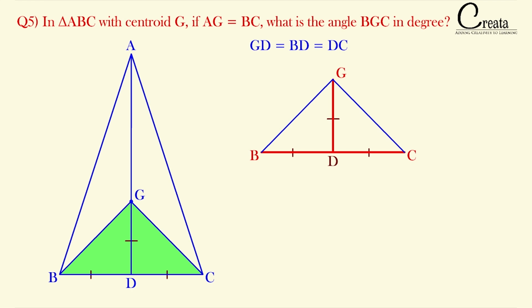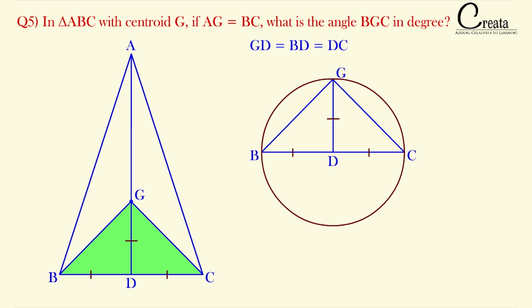Here D is the center and DC, DG and BD are the radius of the circle. We can form a circle with the center as D and these three line segments as the radius of the circle. Got it? So we got a circle around this triangle BGC.